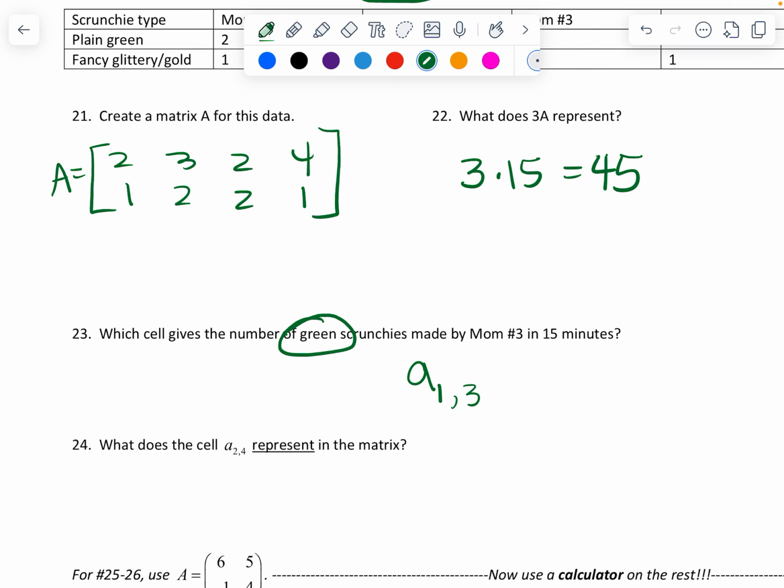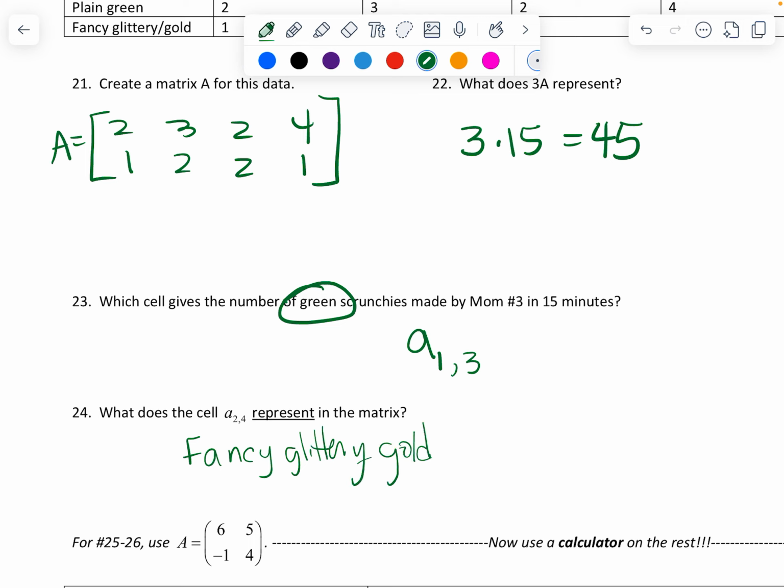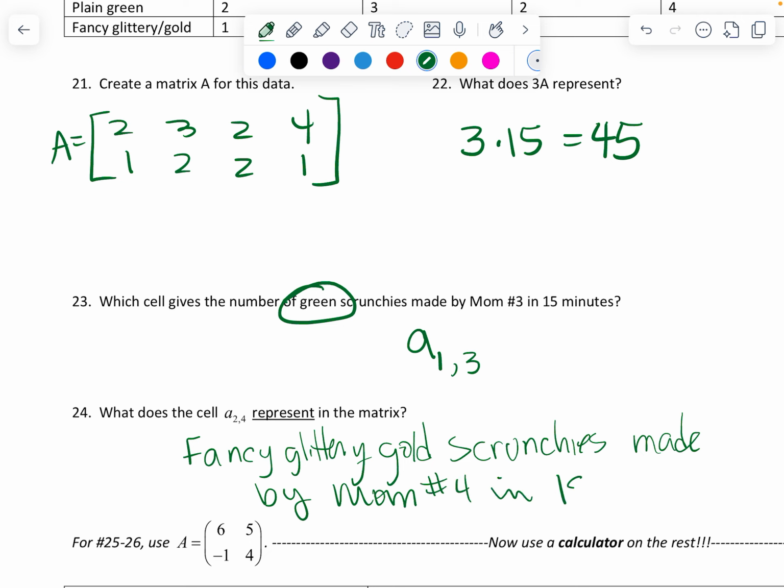2-4, what does cell 2-4 mean? So row 2 is fancy glittery gold. Fancy glittery gold scrunchie. Okay, it's bad that I don't know how to spell this. Scrunchies made by mom number 4 in 15 minutes.